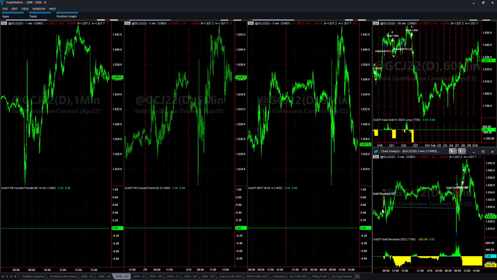Gold was short yesterday. CPI, it reversed to the long side. Then it reversed to the short side. Then it got stopped out. If you just look at this chart, it's not a great market to trade, and we're not trading it.